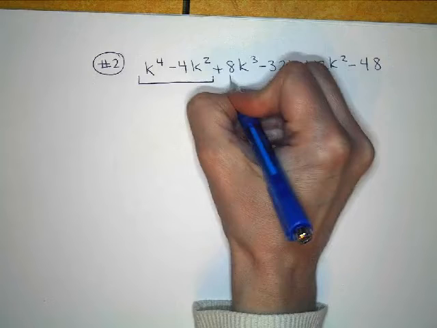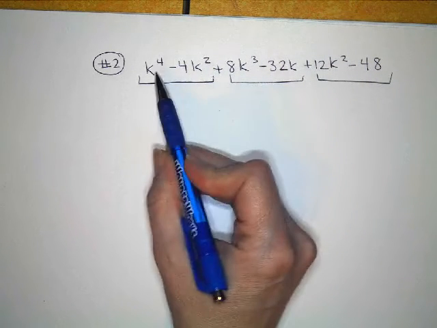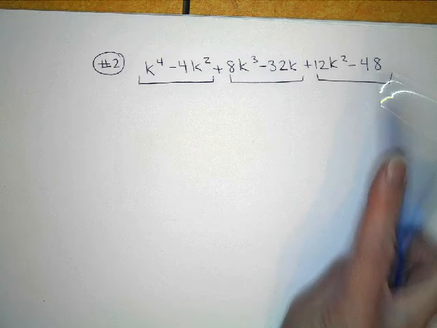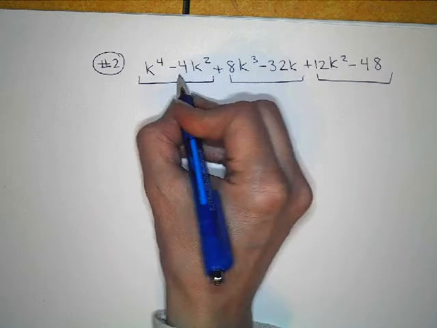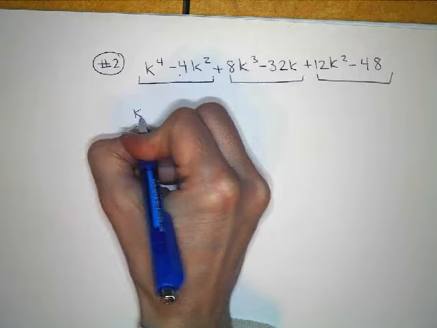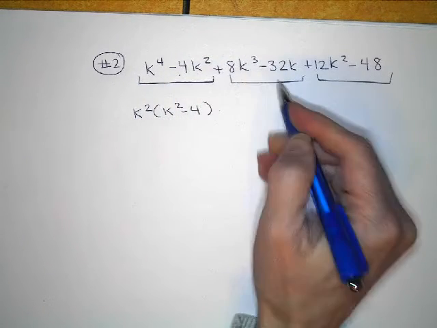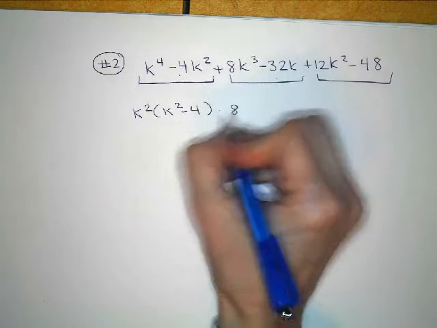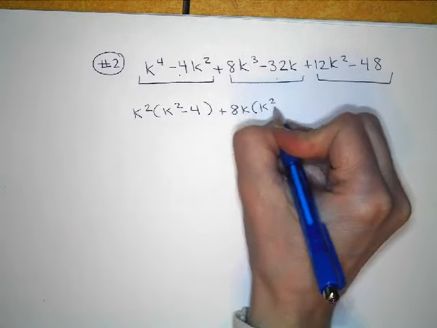So if you break this into pairs, notice this polynomial is not in standard form. So that kind of tells you, hey, maybe I have to break this up a little differently. So we do the greatest common factor of the first pair. k squared leaves us with k squared minus 4. We do the same thing on the second pair, 8k, and shockingly, k squared minus 4.